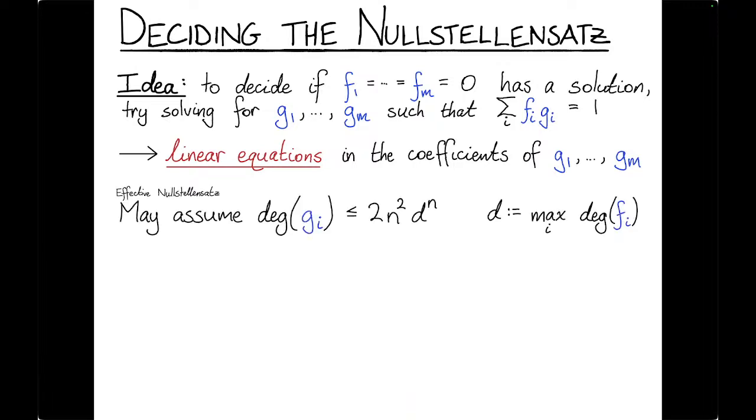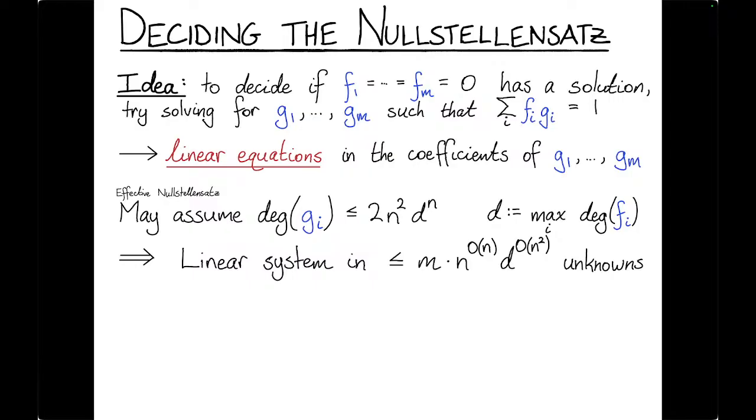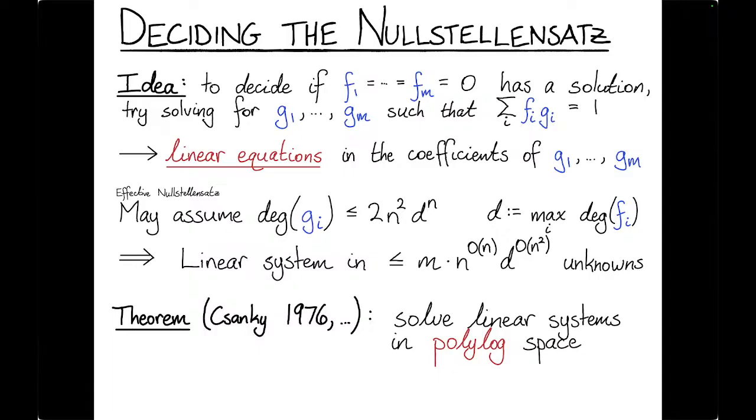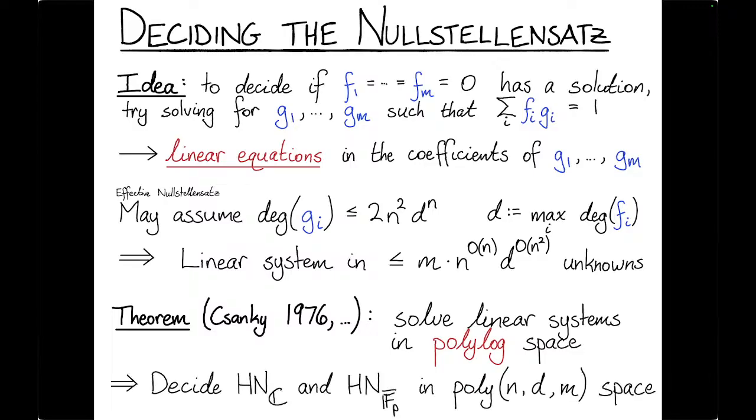Okay, so we're trying to solve this system of linear equations. We know the g's have exponential degree. And this means that really we get a linear system of exponential size. When you write down exactly how many equations and unknowns there are, there's exponentially many of them. And we can solve systems of linear equations in polylogarithmic space. We have very space-efficient algorithms for linear algebra. And so the punchline of this is you can solve this exponentially large system of linear equations in polynomial space.